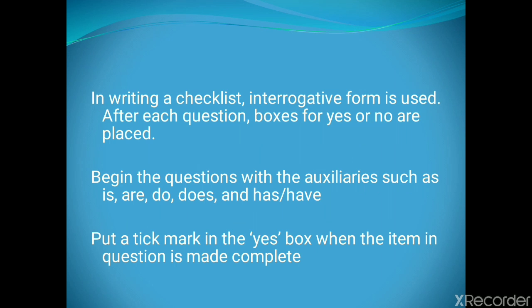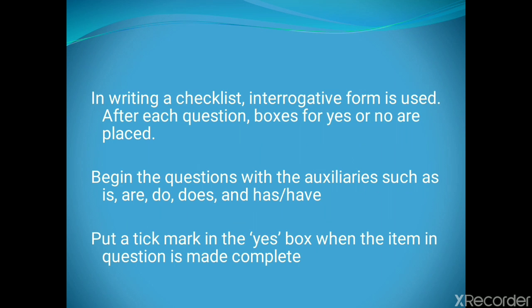In writing a checklist, interrogative forms are used. As we know, in English there are four kinds of sentences. Interrogative is nothing but a question. But while writing a checklist, we should use only yes or no questions, not the WH questions. After each yes or no question, you should use yes or no boxes. Begin the question with the auxiliaries such as be form verbs, do form verbs, or have form verbs.